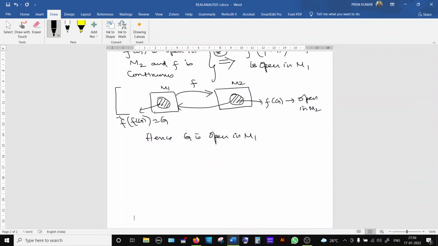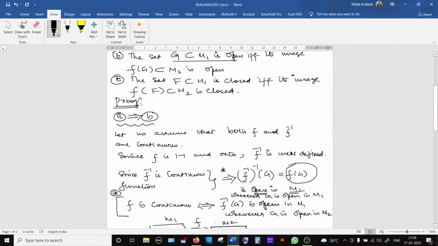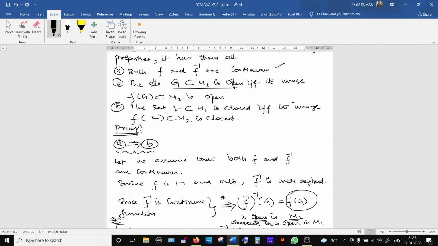So now I just explain again here. We assume that f and f inverse are continuous. Now we have to prove that the statement B is true. B is both a necessary and a sufficient part that we have to prove. First we assume that G is open, then we will prove that f of G is also open. Then we will assume that f of G is open, then we will prove that G is open.